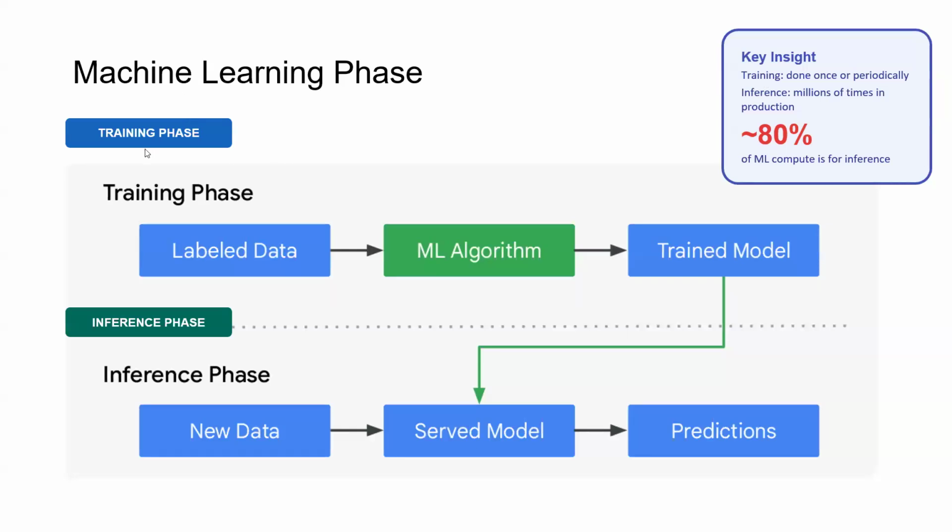Machine learning phase, the training phase: we get the labeled data, then we choose the ML algorithm, we train the model, then we serve the model. Whenever new data comes, it is going to produce predictions.